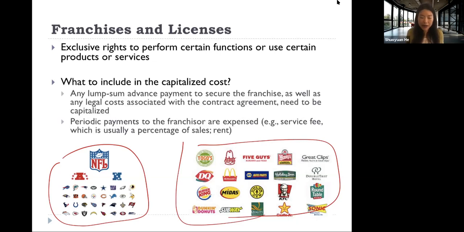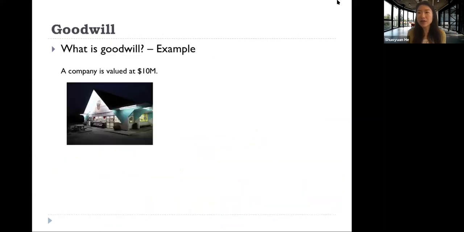We can capitalize any lump sum advance payment to secure the franchise, as well as any legal cost associated with the contract agreement. However, the periodic payment to the franchisor, those are expensed. So for example, the service fee, which is usually a percentage of sales, the rent, those need to be expensed. And the last item I want to talk about is goodwill.